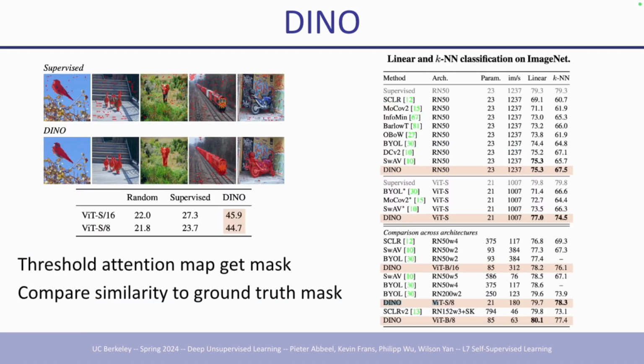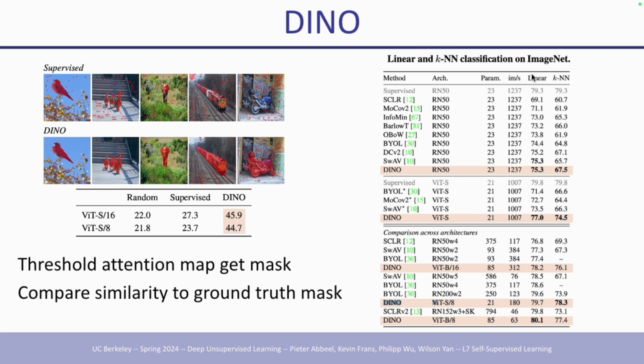And after this training procedure, they apply it to a wide variety of different tasks. We'll just look at a few. So for example, you can get these nice segmentations completely unsupervised. The way that they do this is they just look at the attention mask and they threshold it on the CLS token. And then they compare some similarity to a ground truth mask. And you can see that DINO is able to actually pay a lot more attention to objects within the scene compared to a supervised ViT network.